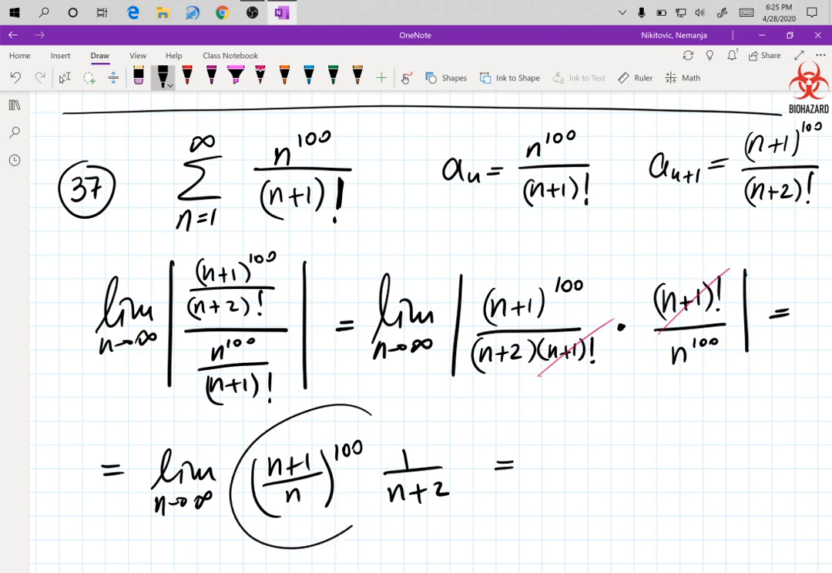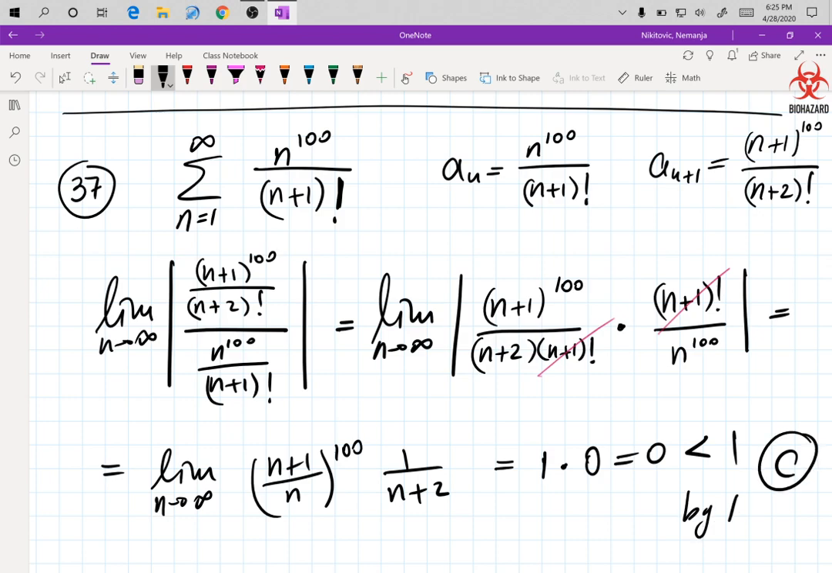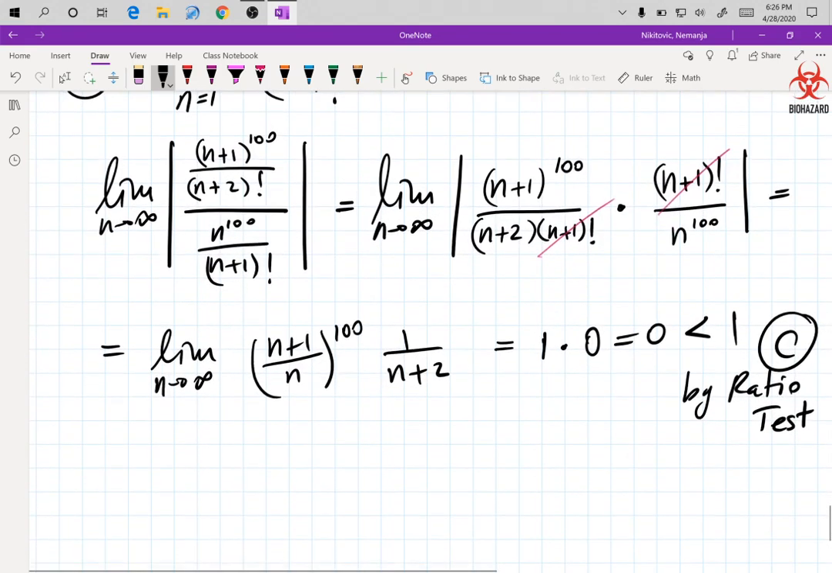So the limit of the first one is 1, because they have the same powers, times the limit of the second one, which is 0, and we get 0, which is less than 1, which is convergence by ratio test. It is just algebra, and then you take the limit from chapter 2, from Calc 1. That's your life.